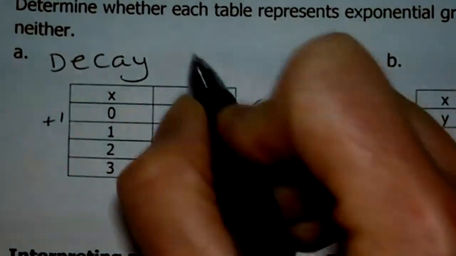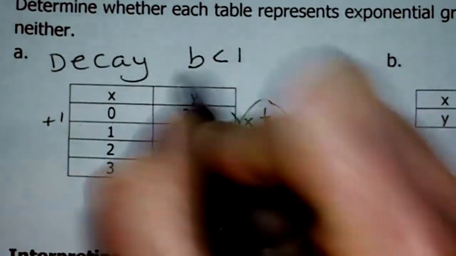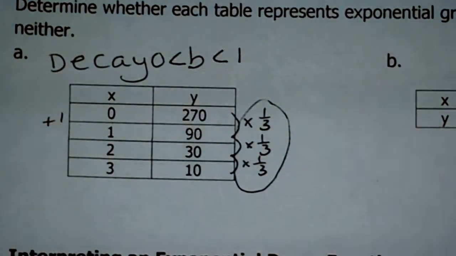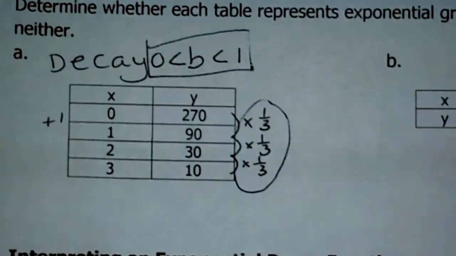And we know that because b is less than 1. Maybe I'll say that. It's all kind of crunched in there, but you know what I mean. Here, I'll box it.